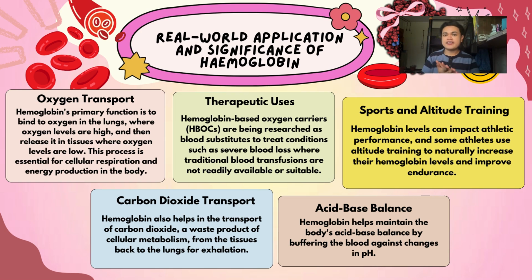There are 5 components that are related to our topic today. Firstly is oxygen transport. Hemoglobin's primary function is to bind to oxygen in the lungs, where oxygen levels are high, and then release it in tissues where oxygen levels are low. This process is essential for cellular respiration and energy production in the body.